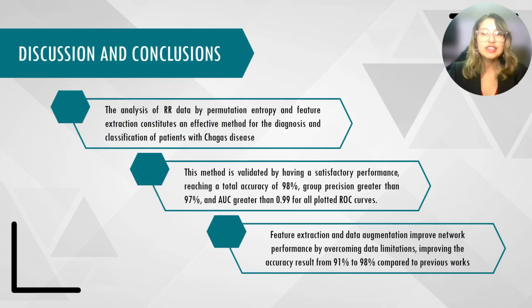This study validates the use of permutation entropy in RR data for distinguishing Chagas disease patients. Additionally, employing feature extraction and data augmentation enhances network performance, elevating classification accuracy from 91% to 98% compared to previous research carried out.